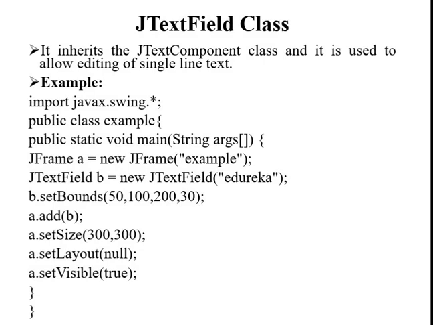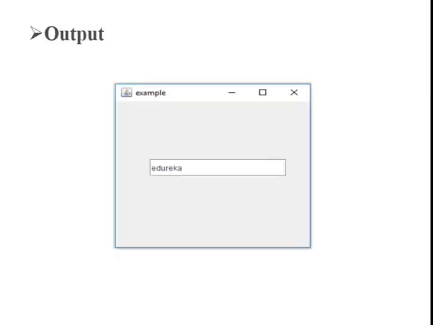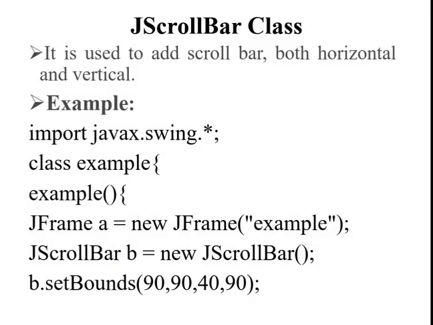Consider the program, that is, import java.awt, import javax.swing, public class example curly bracket, include JFrame a, new JFrame example, that is, we are creating the frame with the name of example. JPanel p is equal to new JPanel, that is, we are creating the panel. p dot setBounds 40, 70, 200, 200, that is, we are setting the bounds. Then JButton b is equal to new JButton click me, that is, we are creating the button with the name of click me.